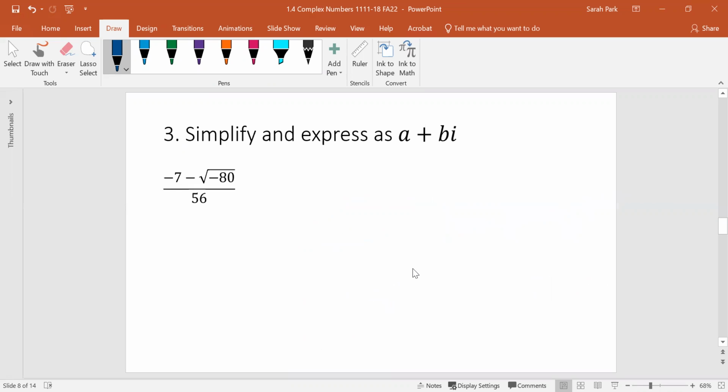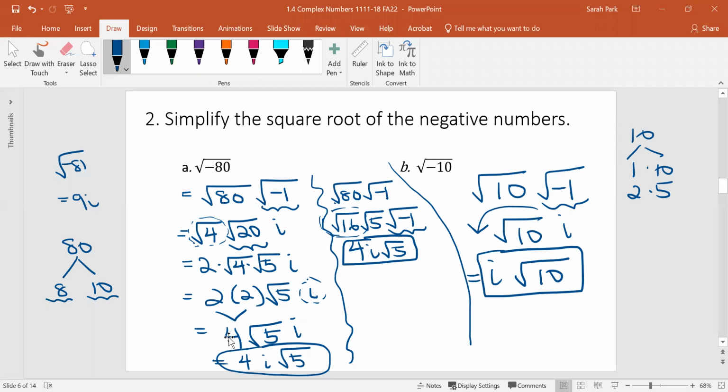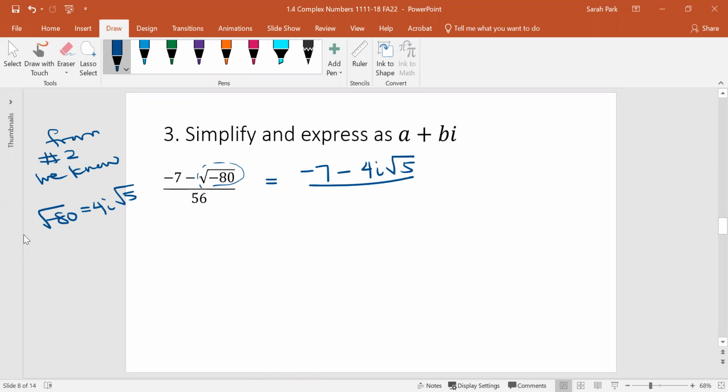Okay, so here now the example 3, simplify and express as standard form a plus bi, the real part plus the imaginary part. So we have -7 minus square root of -80, all over 56. This looks a little messy because it has imaginary numbers or negative roots, and then also has a fraction. We already did square root of -80, right? In number 2, we know square root of -80 is 4i root 5. Had we not done that, I would have done that on the side. So from the previous problem, we know that square root of -80, because we did the work already, I'm not going to do it again, is 4i root 5. So we can rewrite this as -7 minus 4i root 5, all over 56.